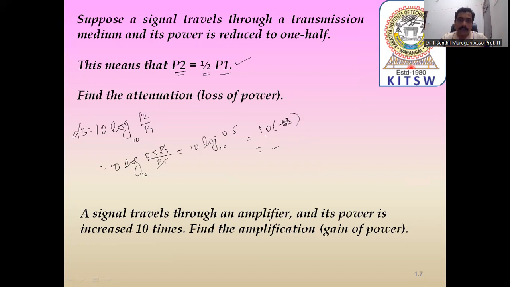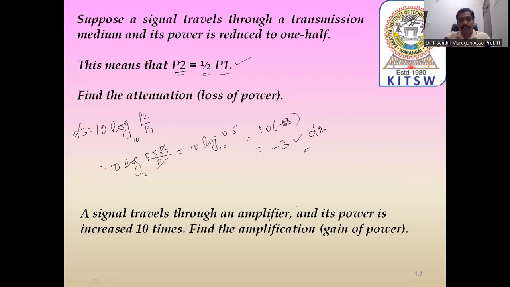Okay, so while we are multiplying it, 3 will come, minus 3. So the answer is minus 3 decibels. So what is the loss? Minus 3 decibels. Minus represents the loss of the energy. If you represent plus, that means the gain of the energy.